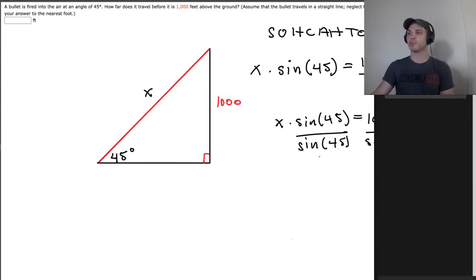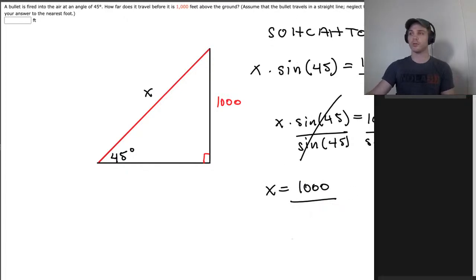So it's important to realize that this is a function. And when you plug a value into a function, this whole thing just turns into some number, okay? So that number we can cancel here. And then x is equal to 1,000 divided by sine of 45.